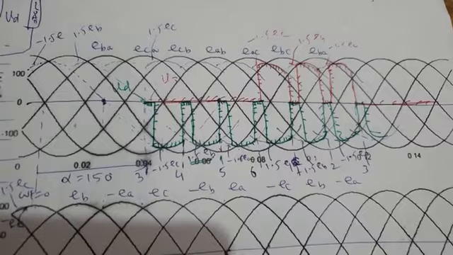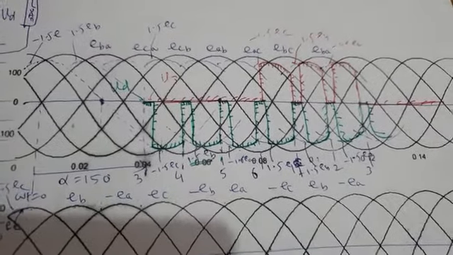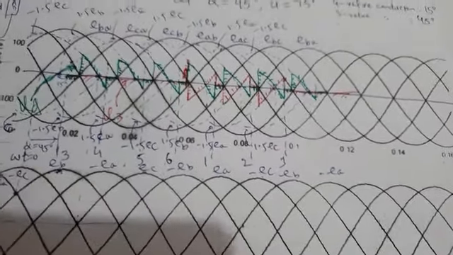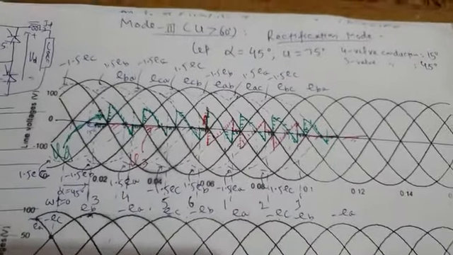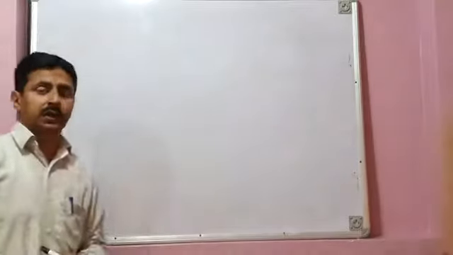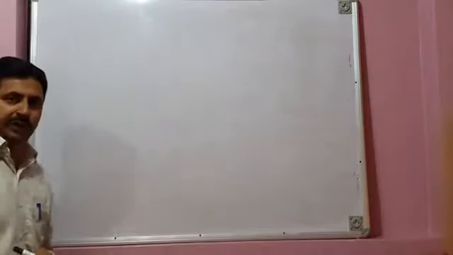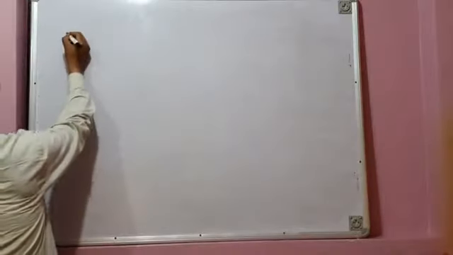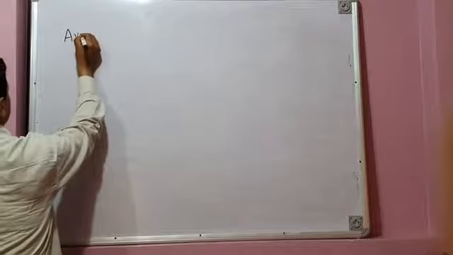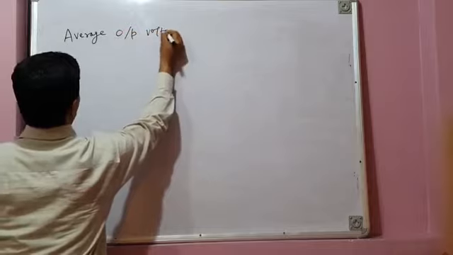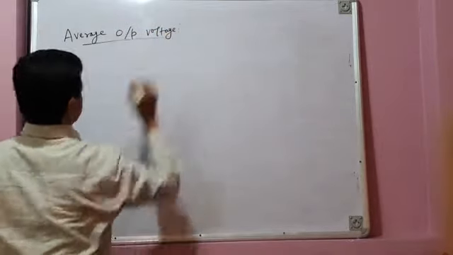So with this, I will now try to derive the average output voltage of converter for mode 3, that is for mu greater than 60 degrees. Now let us derive the mathematical expression for converter average output voltage for mode 3, that's mu greater than 60 degrees. Average DC output voltage, or average output voltage. We'll derive the mathematical expression.